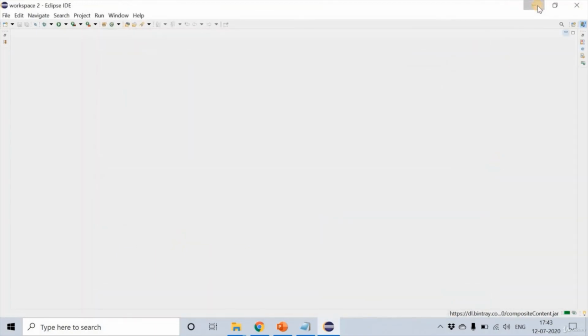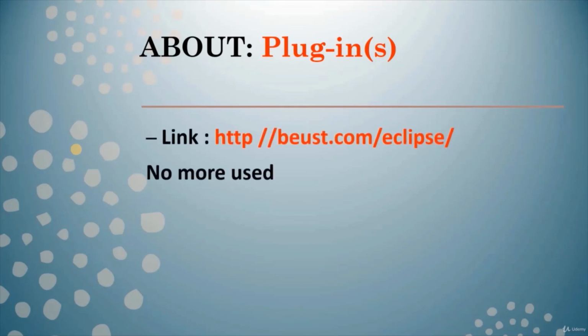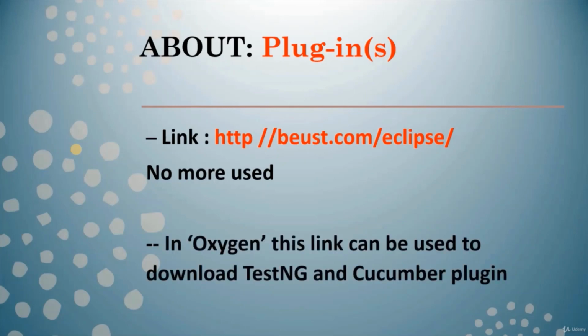So let us go ahead to the last topic of this session. The link that is shown over here is no more in use for the latest Eclipse versions. But in the popular Eclipse version, Oxygen, this link is still being used. If you want to use the Oxygen version, then you can use it and download TestNG and Cucumber plugin via this link. But I still recommend not to use the older versions anymore, because right now the latest trends are being introduced in Selenium and to support all those latest trends, Eclipse is being upgraded. If you still want to use them, you can.